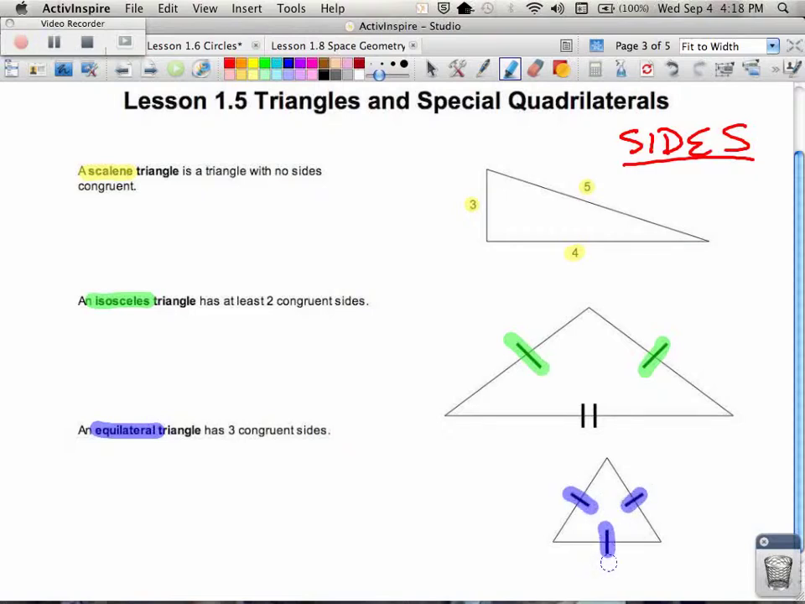So the three classifications of triangles by their sides are scalene, isosceles, and equilateral, and they mean in order that there are no sides equal, two sides equal, and three sides equal.